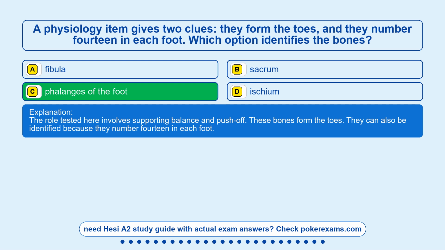The role tested here involves supporting balance and push-off. These bones form the toes. They can also be identified because they number 14 in each foot.